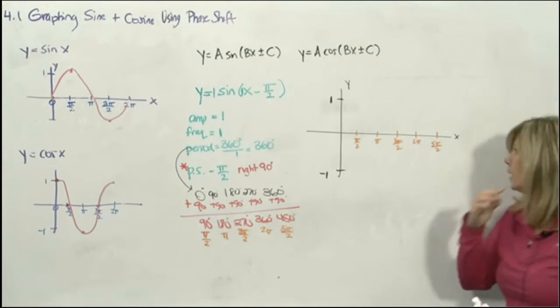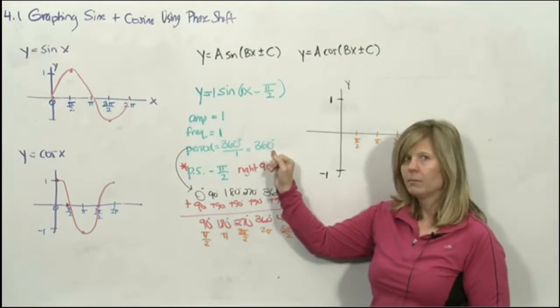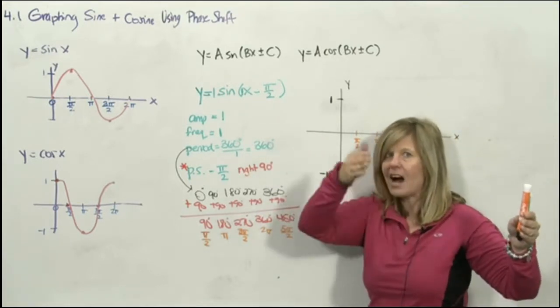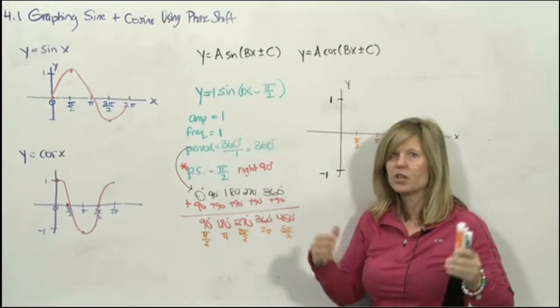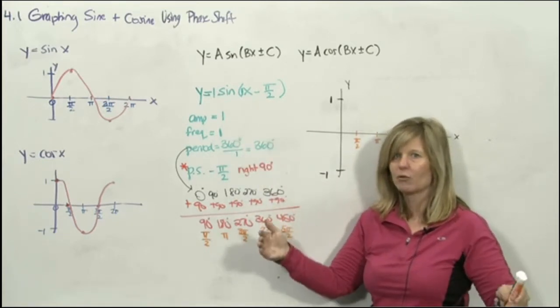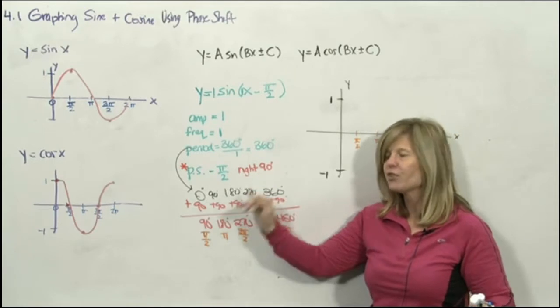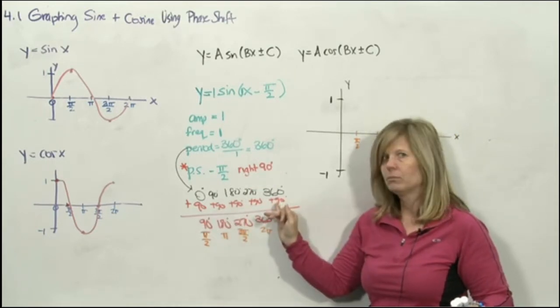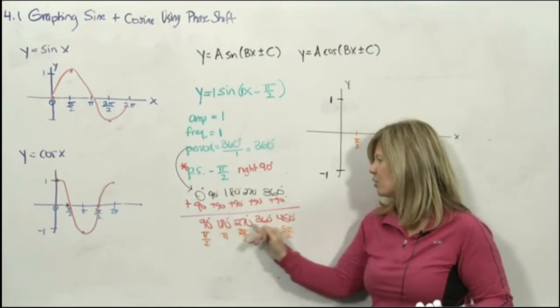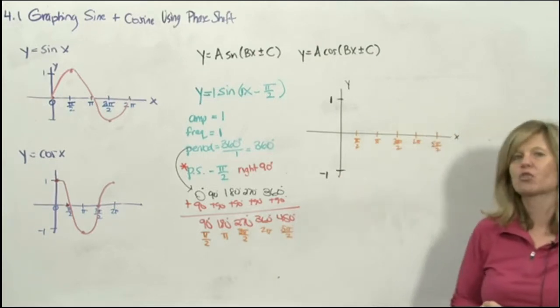So again, you take the period, you break the period up into 5 increments because you need to plot 5 points to make the curve. But then if there's a phase shift, you add it on this time, and that gives you the 5 angles you need to mark as radians.